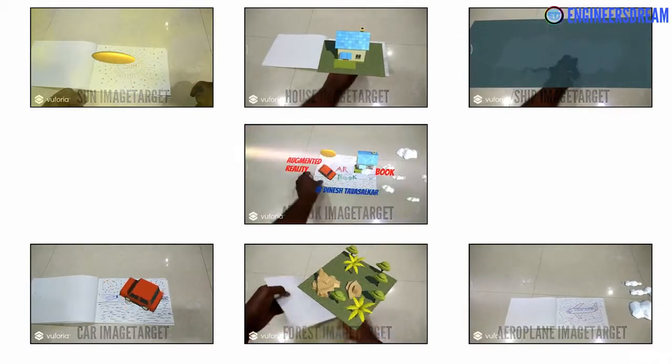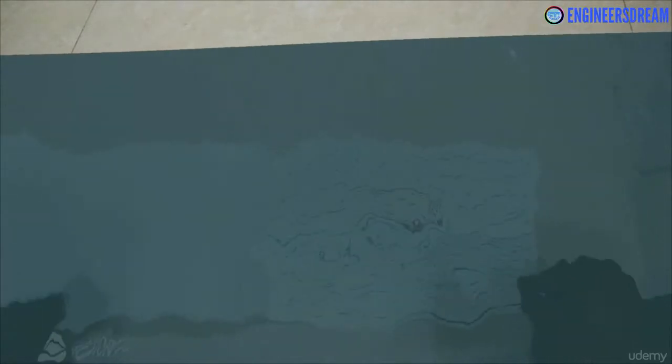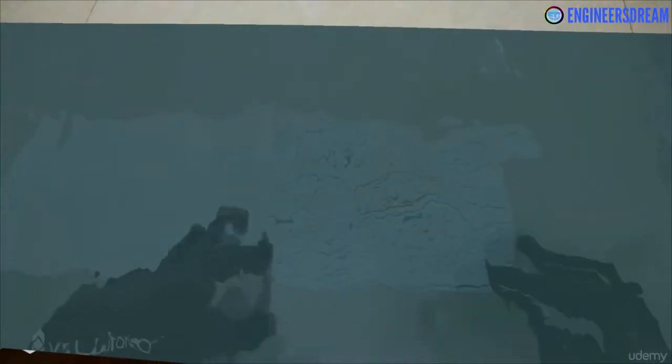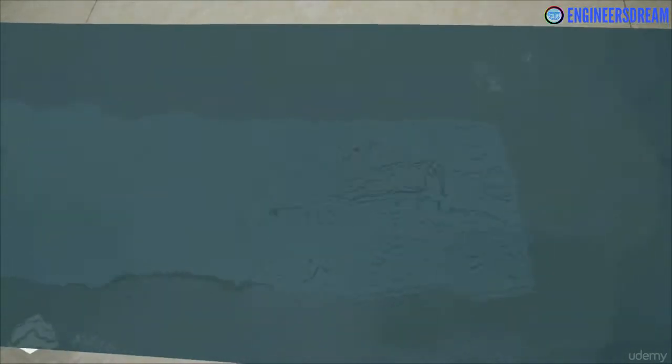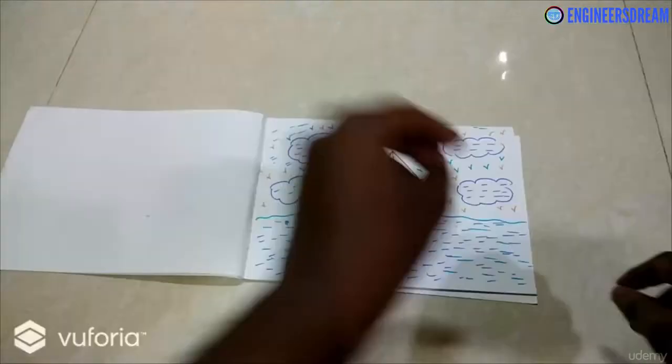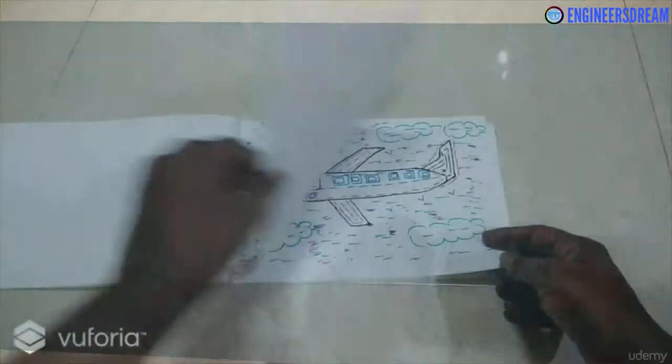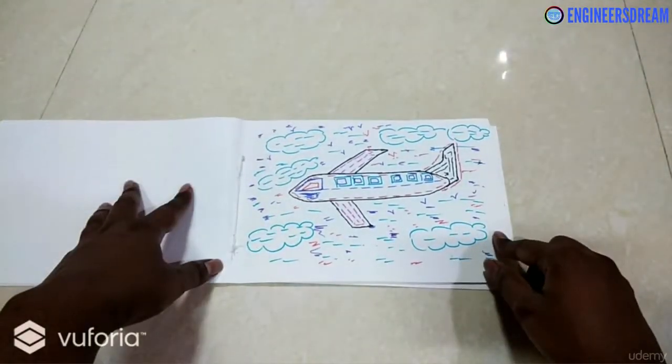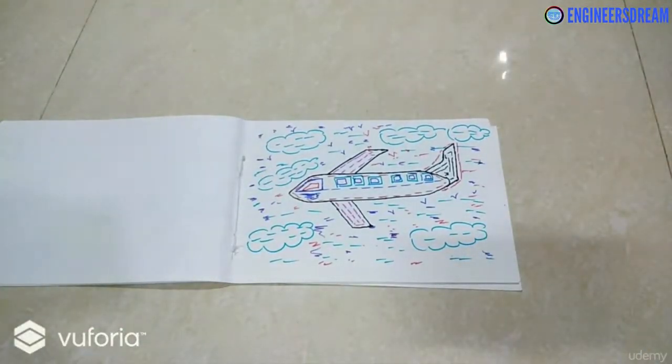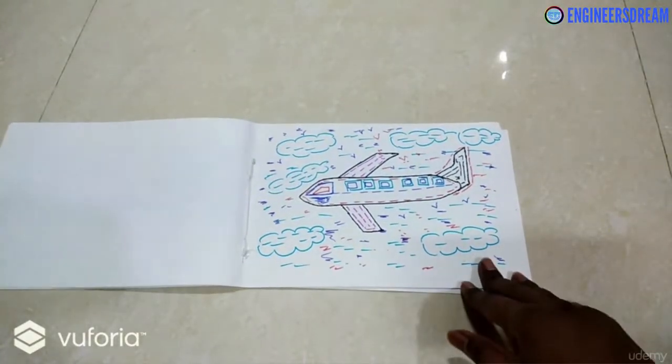Now, by the time I open the ship image target page, few seconds are already gone and in that few seconds, the ship has already moved out of the screen. And that's why we only see the water prefab after opening the ship image target. Similarly, by the time I open the aeroplane image target page, both the aeroplane and the cloud models have already moved out of the screen.